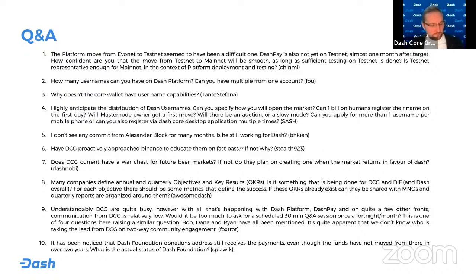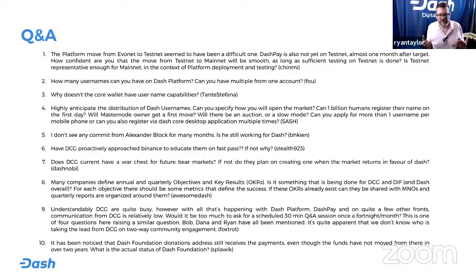We answered the last part of this question, which is, can you apply for more than one username per mobile phone? It's technically possible, but you would have to log out and create a new mnemonic, and you could only use one at a time. So it would be a lengthy process to be able to register more than one from a single device. And so as a consequence, probably most people won't do that as part of this initial release.